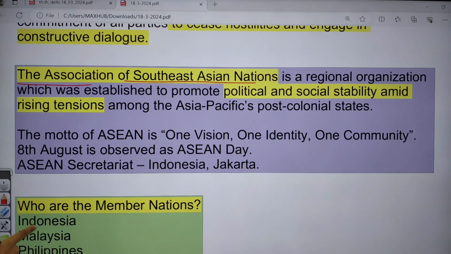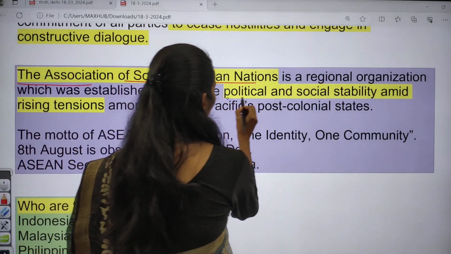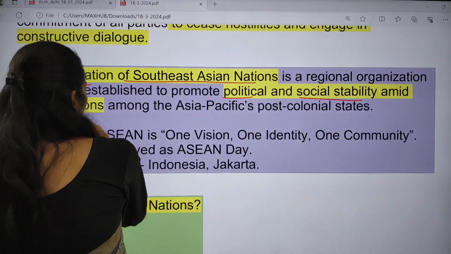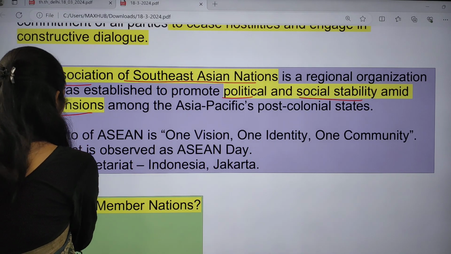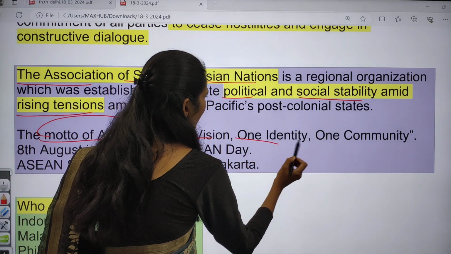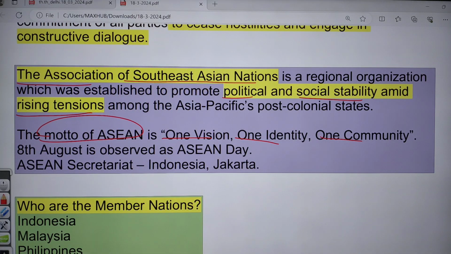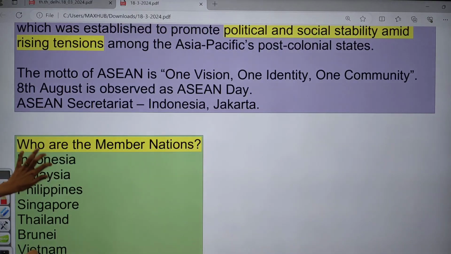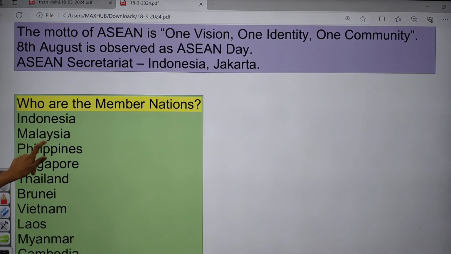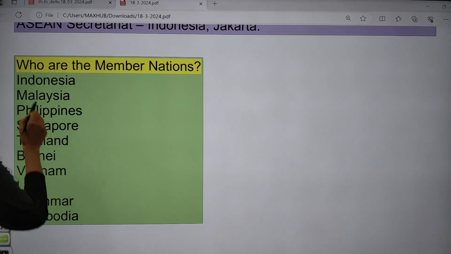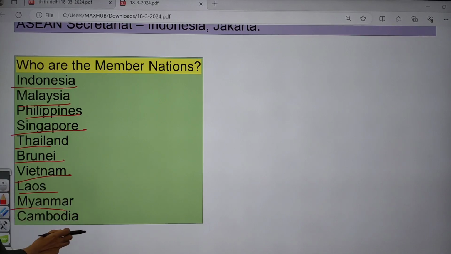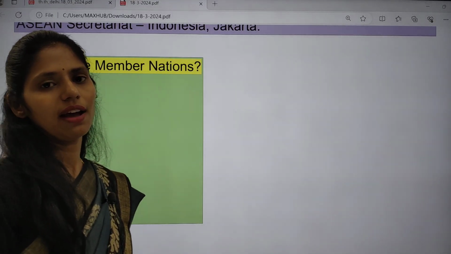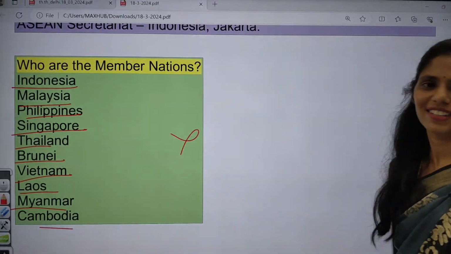And apart from this, if you are talking about ASEAN, the Association of Southeast Asian Nations, it is a regional organization. It has been established to promote political and social stability, and to address rising tensions among the post-colonial states of the Asia-Pacific. The important motto of ASEAN is one vision, one identity and one community. The secretariat of ASEAN is located in Jakarta, Indonesia. So who are the member nations of ASEAN? We have Indonesia, Malaysia, Philippines, Singapore, Thailand, Brunei, Vietnam, Laos, Myanmar and Cambodia. So these are the 10 member states. You have to remember this, and India is not part of this. Okay, is it clear?